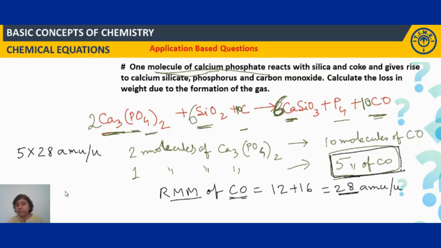Now it is in AMU unit, but you have to calculate it in grams. So how will you calculate the relation between AMU and grams? We have done it, already worked out in the previous problems. We have seen 1 AMU is equal to 1.6 into 10 power minus 24 grams. So 5 into 28 AMU, if I convert it into gram, is equal to 5 into 28 into 1.6 into 10 power minus 24 grams. So this is our answer. Okay, understood? Let us look at the solution.